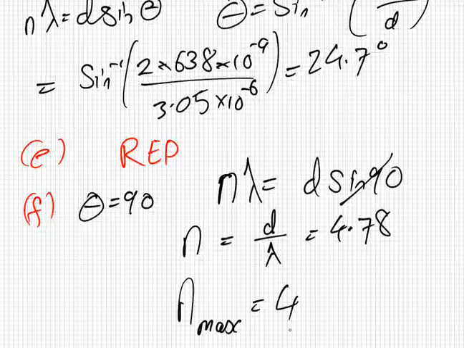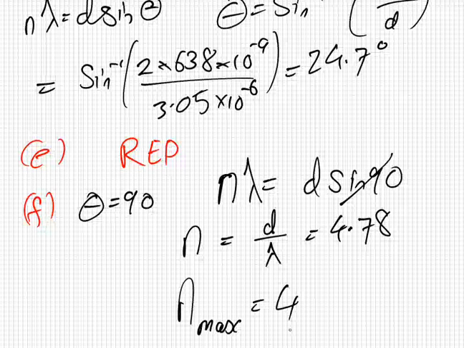D, what is the angle? You shine some light on this diffraction grating, and the wavelength is 638 nanometers. What's the angle for the second order? So you have your grating here, and your light comes in, 638 nanometers. And you have order 0, order 1, order 2. We want this angle here.